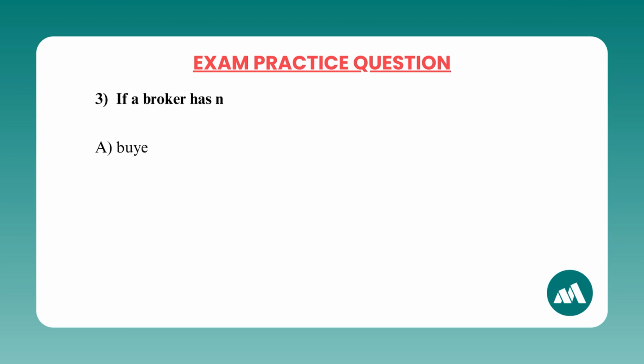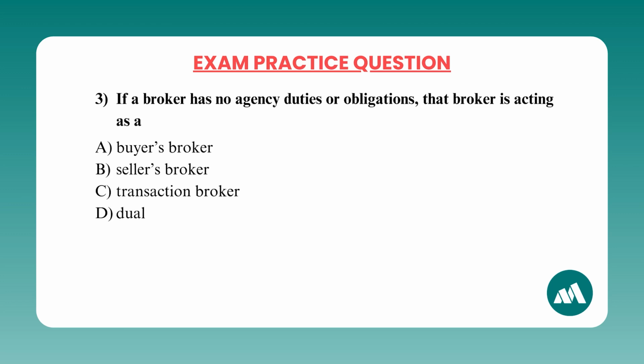All right, let's see. Number 3. If a broker has no agency duties or obligations, that broker is acting as A, buyer's broker, B, seller's broker, C, transaction broker, or D, dual agent.